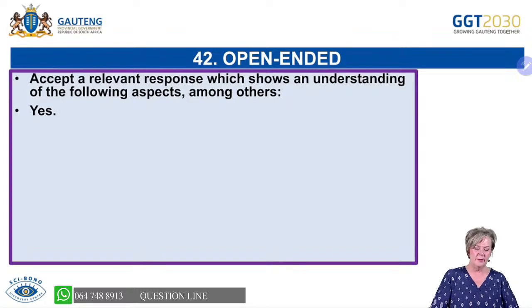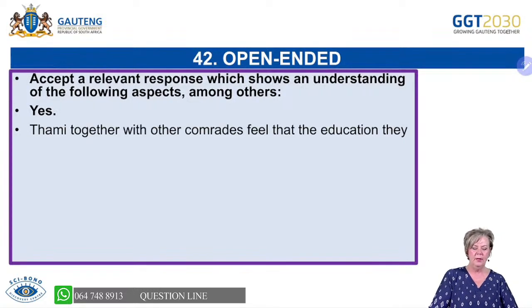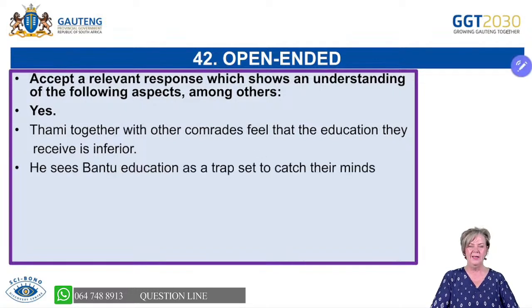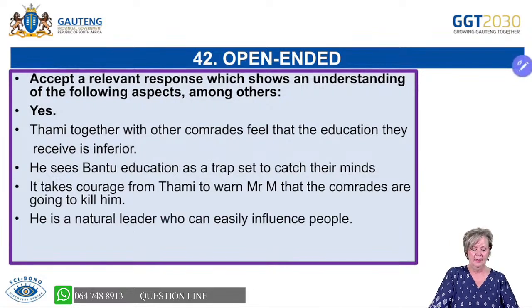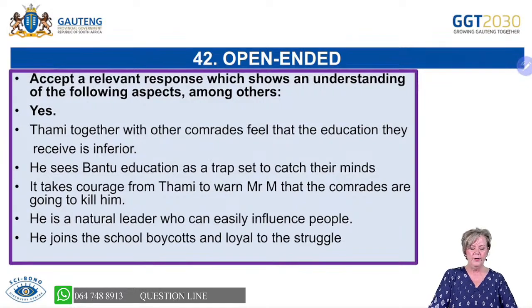If your answer is yes, you could refer to the fact that Tommy, together with the other comrades, feel that the education they receive is inferior. In other words, not of high quality. He sees Bantu education as a trap set to catch their minds. It takes courage for Tommy to warn Mr. M that the comrades are going to kill him. He's putting his life on the line, basically. He is a natural leader who can easily influence people. He joins the school boycotts and he's loyal to the struggle.